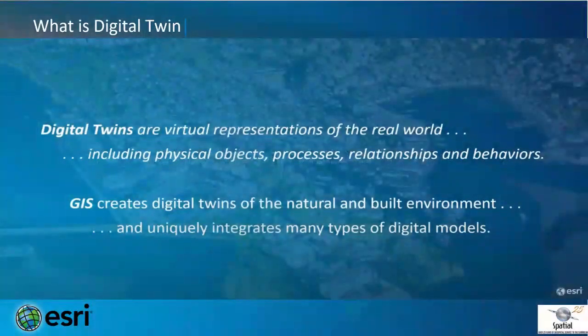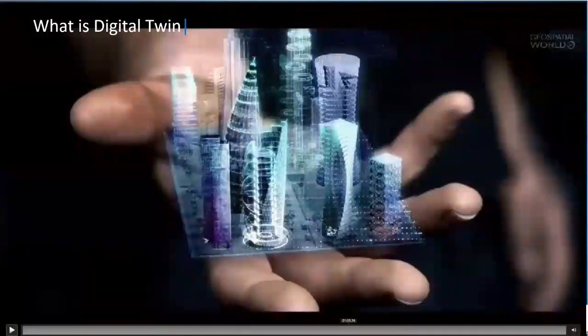A digital twin or digital twins are virtual representations of the real world, including physical objects, processes, relationships, and behaviors. GIS creates digital twins from the natural and built environment and uniquely integrates many types of different models. So to further explain what digital twins are, let us take a look at this video.